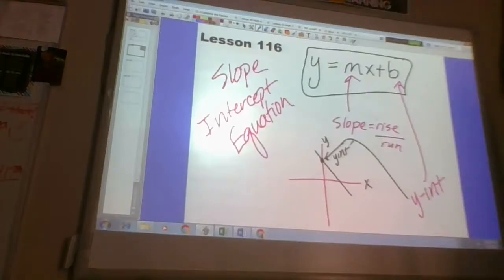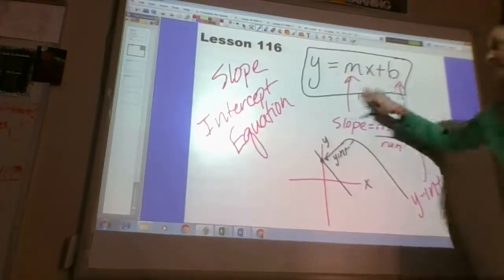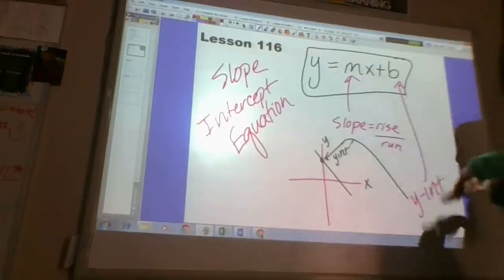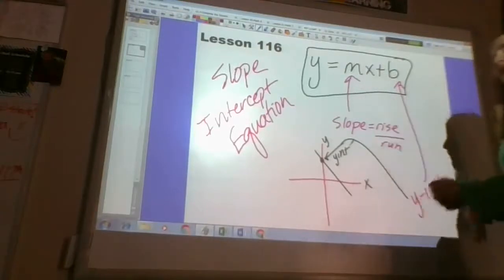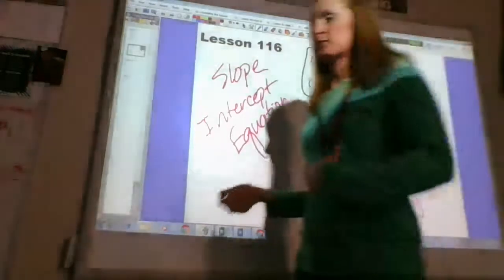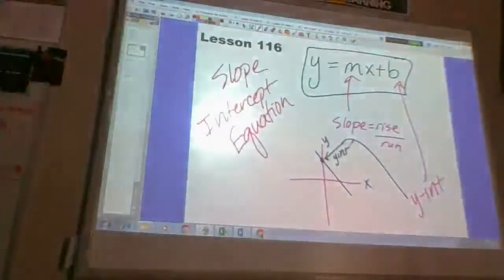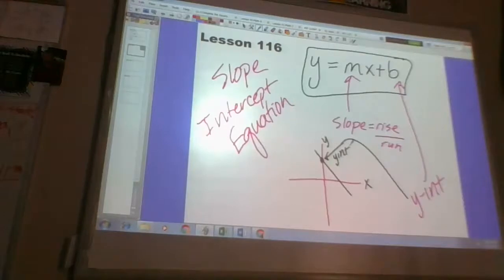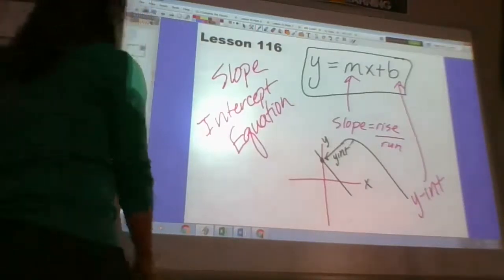So, for today, we're going to be first identifying what is the slope, what is the y-intercept. We're going to be able to graph, which is the shortcut than making a table. And then we're also going to be able to look at a graph and write the equation. So, here we go. Let's first get practice.